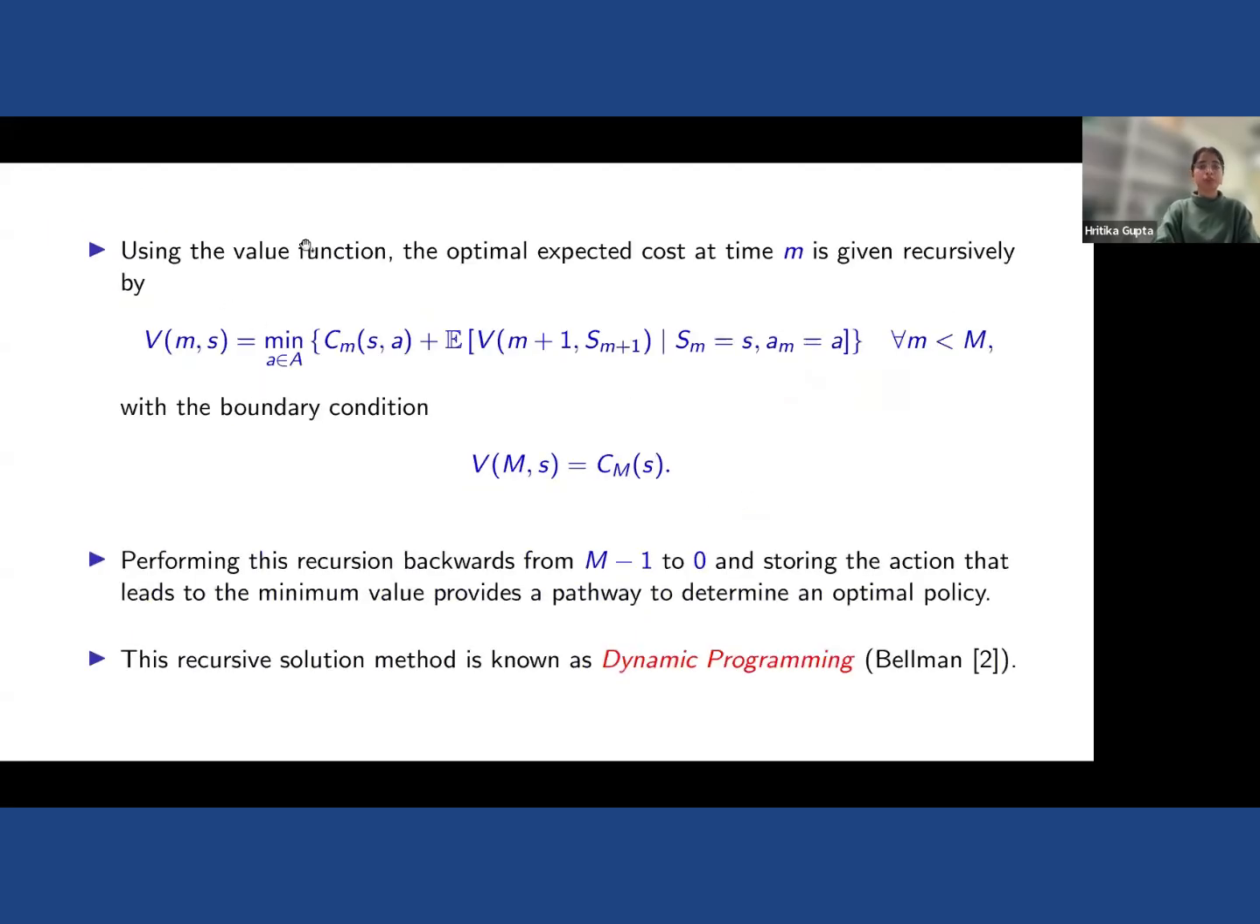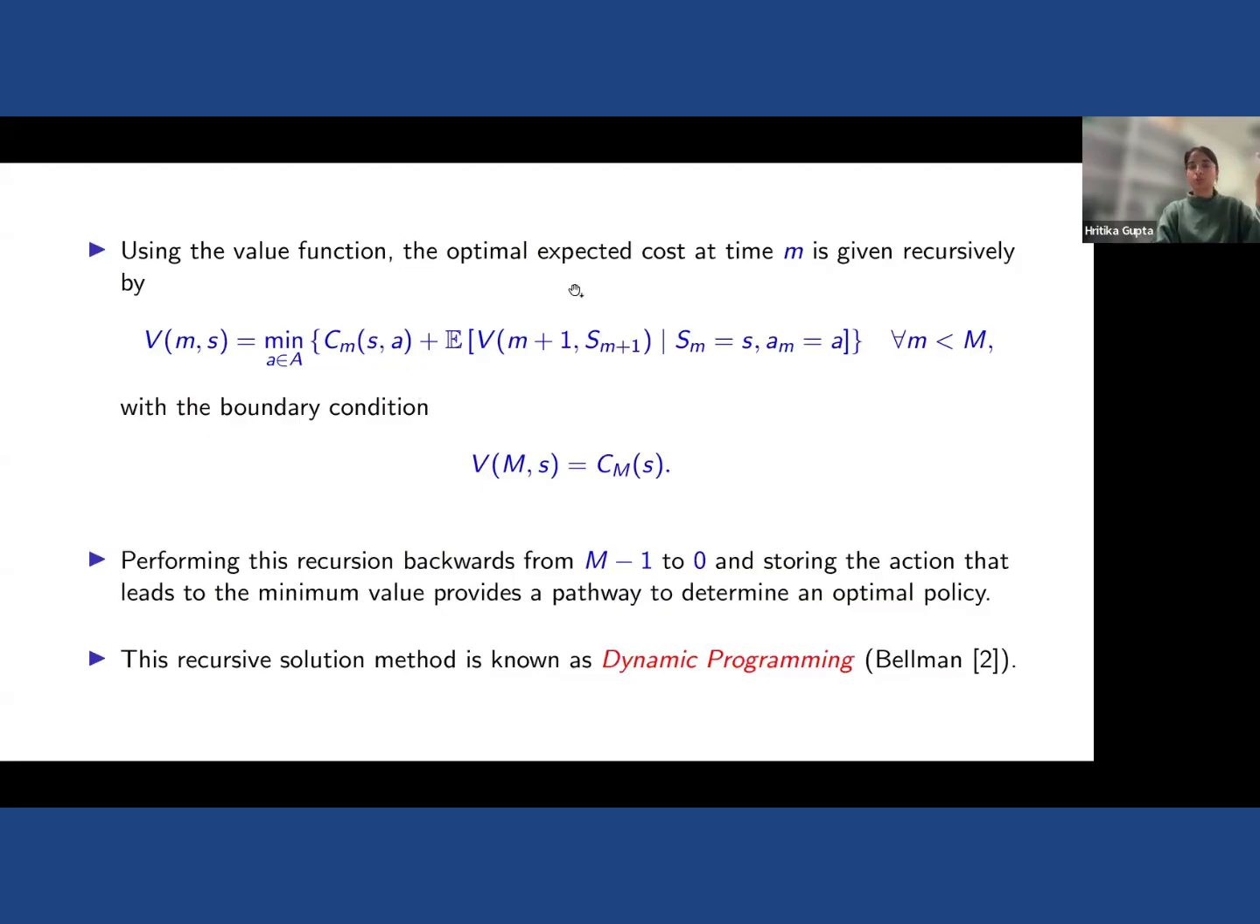Formalizing this, using the value function, the optimal expected cost at time m is given recursively by this equation with the following boundary condition. So again, we want to calculate VMS, which can be given by the minimum value of the cost at time step m plus the expected cost from time m plus 1 onwards. We're taking an expectation because we don't know what this state is going to be. It depends on the state and action.